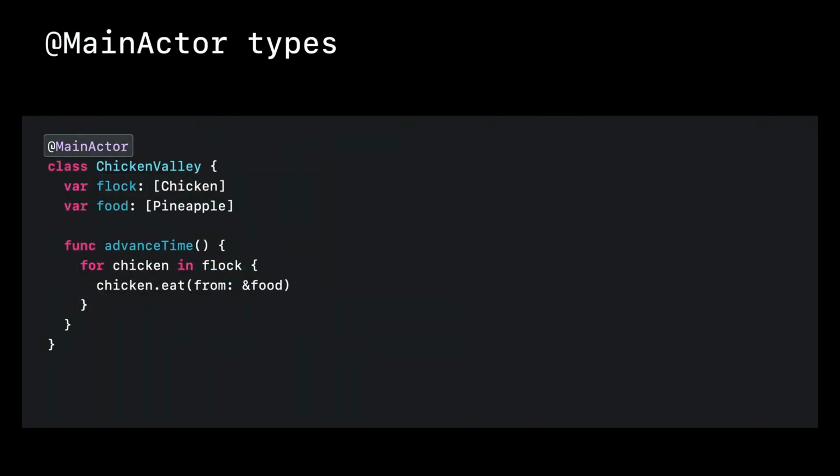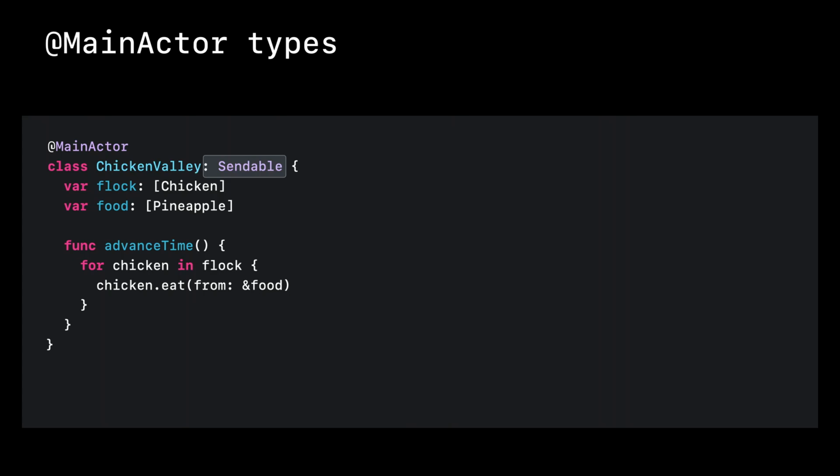The main actor attribute can also be applied to types, in which case the instances of those types will be isolated to the main actor. Again, this is just like any other actor. The properties are only accessible while on the main actor, and the methods are isolated to the main actor unless they explicitly opt out. Like normal actors, references to main actor classes are themselves sendable because their data is isolated.